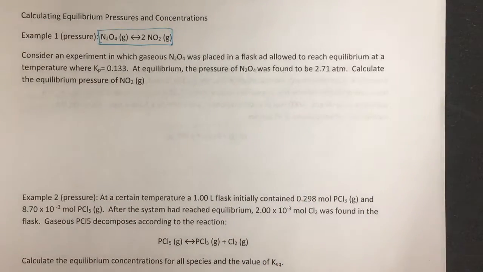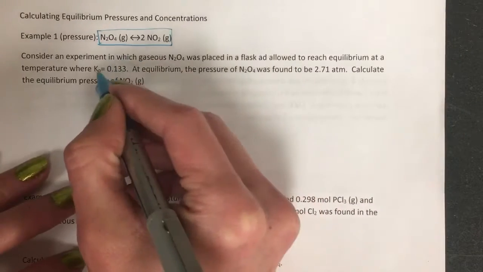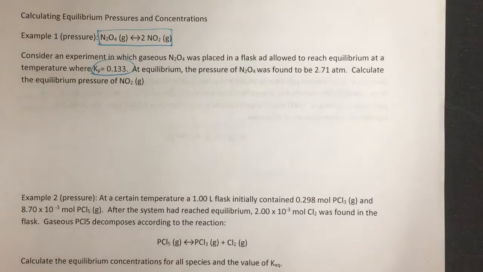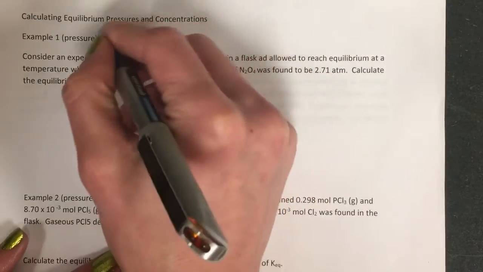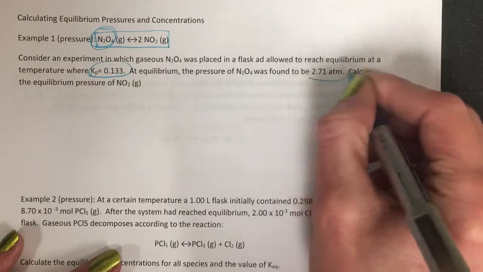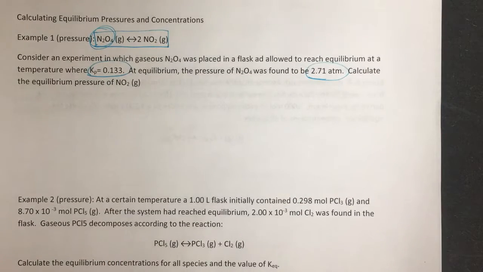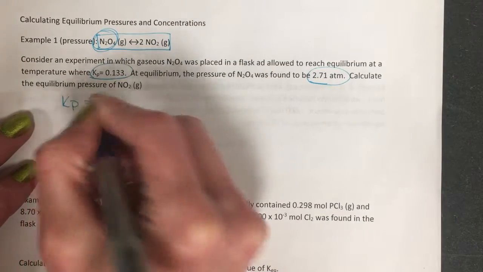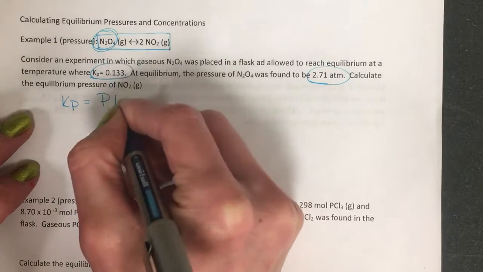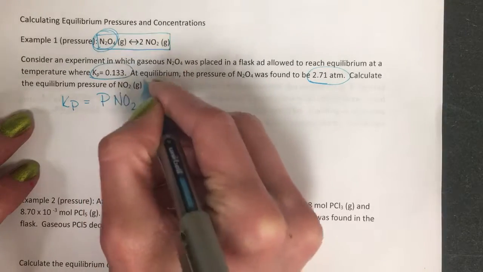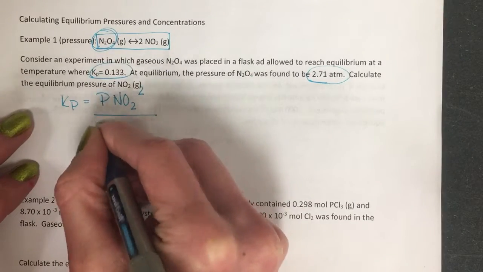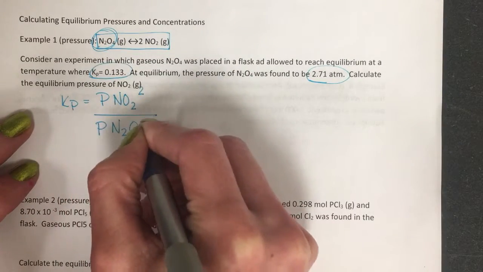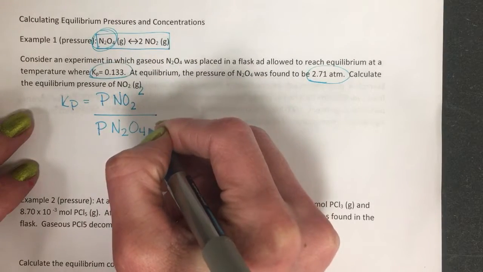So in example 1, I'm given a decomposition reaction. I've got N2O4 decomposing into 2NO2. Now I'm told that the Kp is 0.133, and I'm told that at equilibrium, my pressure of N2O4 is 2.71. So I want to find the pressure of NO2 at equilibrium. So I know that my Kp is equal to the pressure of my products raised to their coefficient over the pressure of my reactants raised to its coefficient, which is a 1.